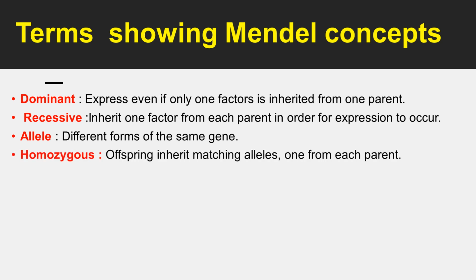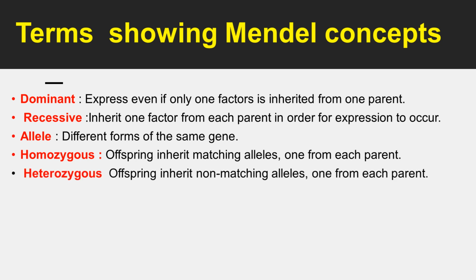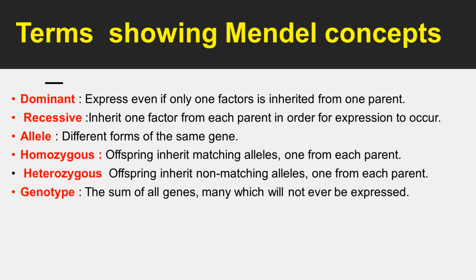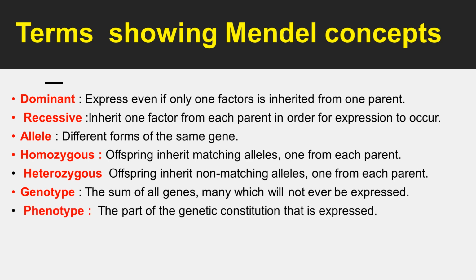Homozygous: offspring inherit matching alleles, one from each parent. Heterozygous: offspring inherit non-matching alleles, one from each parent. Genotype: the sum of all genes, many of which will not ever be expressed. Phenotype: the part of the genetic constitution that is expressed.